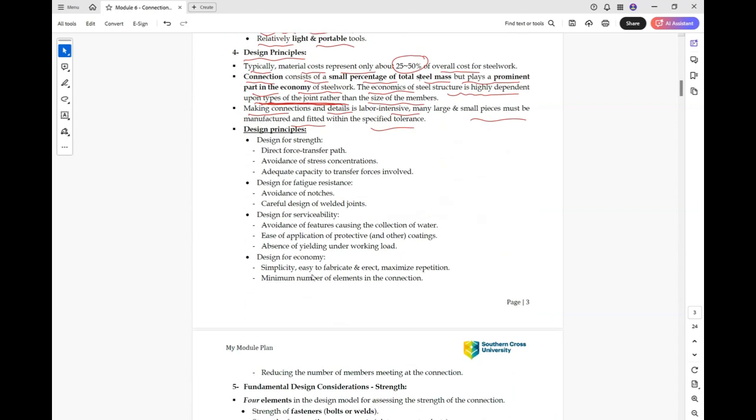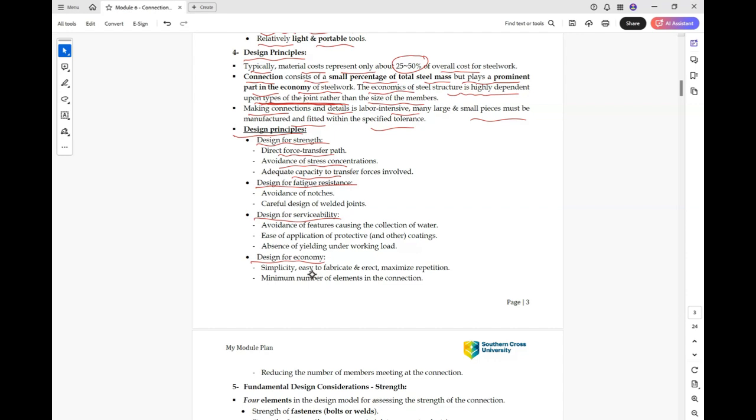The design principles for connection are: designed for strength, designed for fatigue resistance, designed for serviceability, and designed for economy. So 5 principles for connection design. For strength, direct force transfer path. So we need to design how the force transfers between the connected members, avoid any stress concentration at the connection, adequate capacity to transfer the forces involved, otherwise the connection will fail.